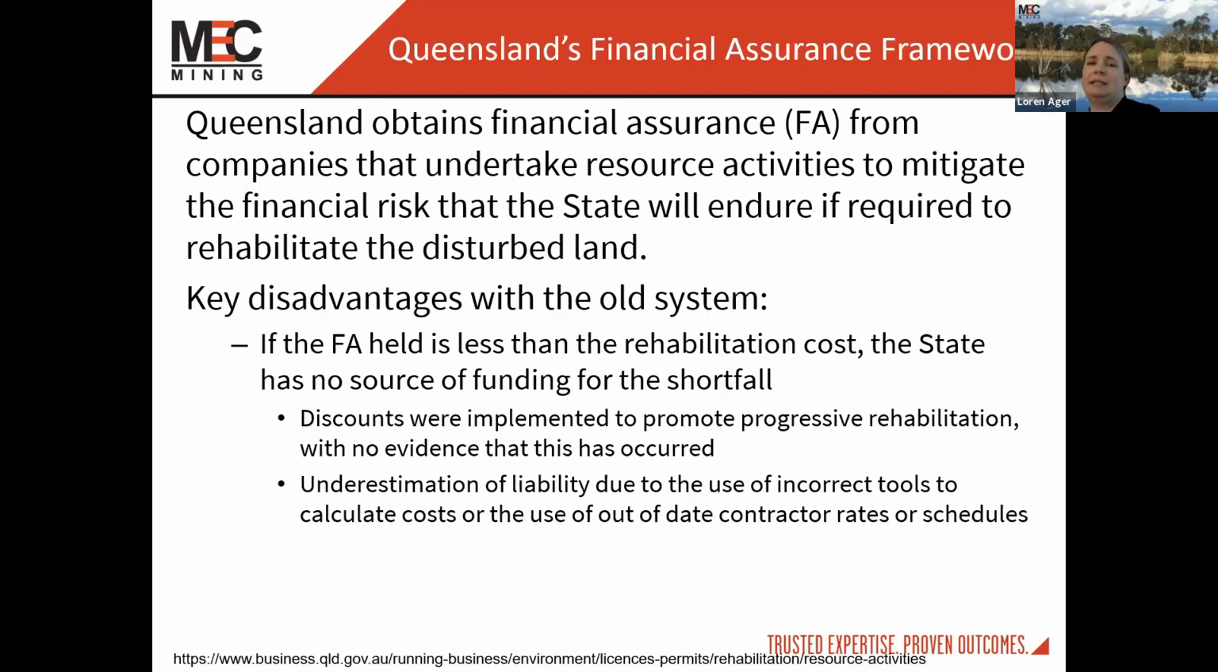I guess one of the key disadvantages of the old system, not only being out of pocket, was that this shortfall existed. An example that the government website also shows is that the financial assurance from one of the companies stated that about $3.6 million was required to rehabilitate. This company then went insolvent, and the upper estimate of the rehabilitation was actually around $80 million. So those differences are extreme.